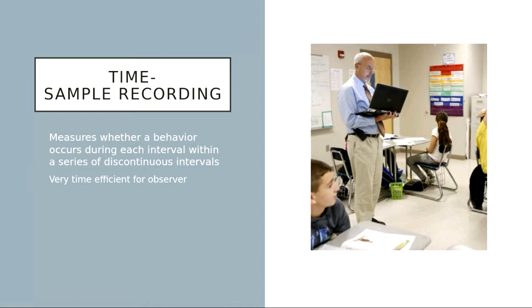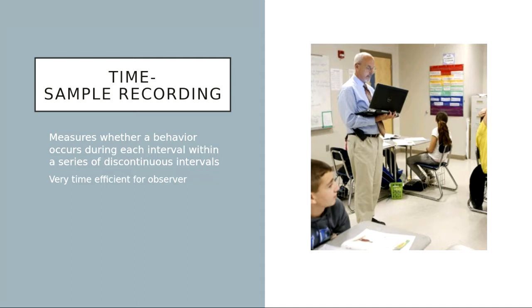Time sample recording. This measures whether a behavior occurs during each interval within a series of discontinuous intervals. So you think back to the last example, you had continuous intervals. This has discontinuous intervals. So let's say you want to measure your day, you could measure the behavior from 6 a.m. to 7 a.m., measure the behavior again from noon to 1 o'clock, and then measure the behavior again from 6 p.m. to 7 p.m. So the idea is that the intervals still have to be equal size, but they can be discontinuous. They don't have to occur one after another.